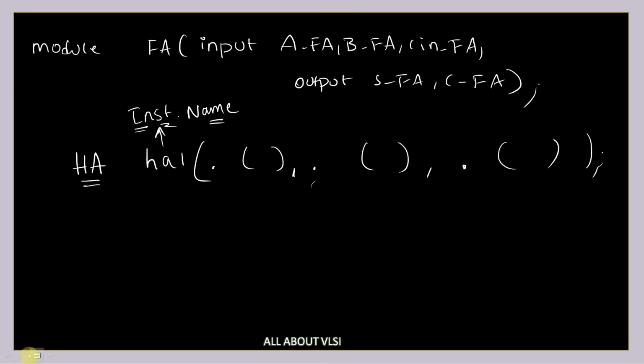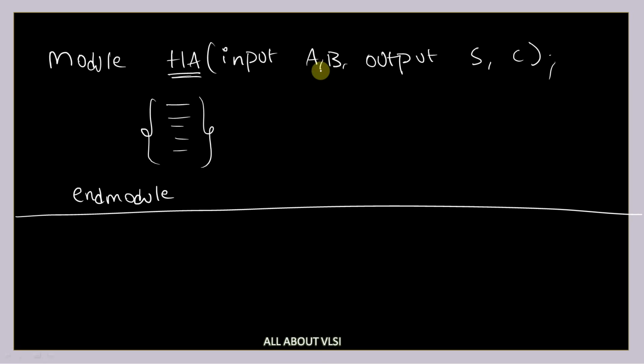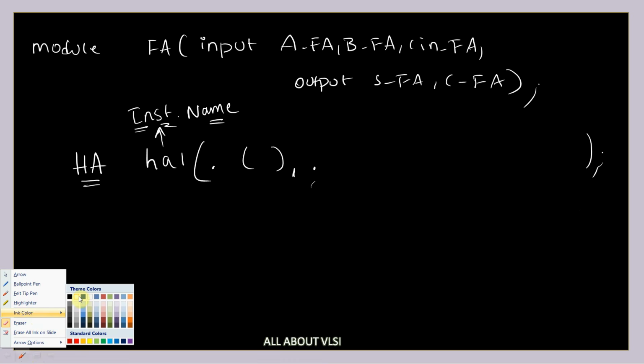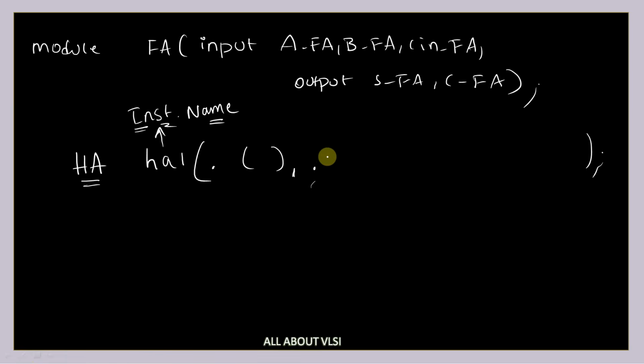Four, right? For half adder I have four arguments: 1, 2, 3, 4. So how many arguments is it expecting? That many arguments we should provide. Comma dot, comma dot.